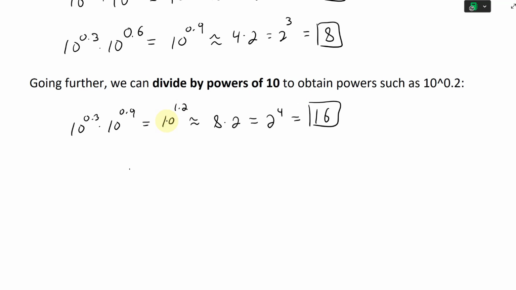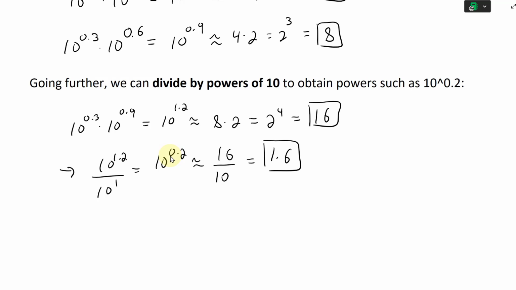So to get the other power, we're going to go 10 to the 1.2, divide this by 10, or 10 to the power of 1, and this means we can subtract powers. If you're multiplying powers, you add them up. If you're dividing these powers, you subtract them. So 1.2 minus 1 equals 0.2. So this is going to be approximately equal to 16 divided by 10. We do this on both sides: 10 to the 1.2 divided by 10 and 16 divided by 10. So this equals 1.6. So we got it for 0.2. So 10 to the 0.2 is 1.6.